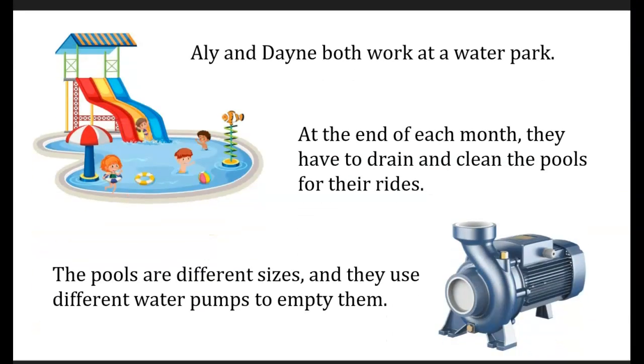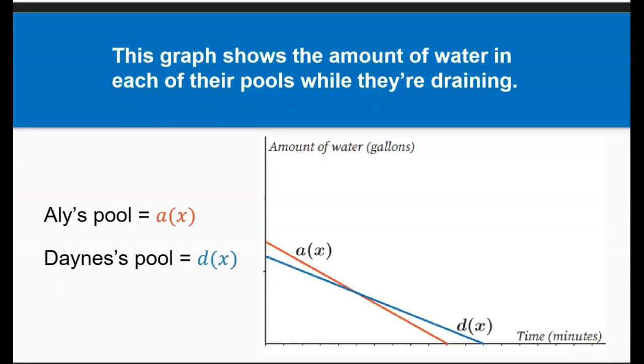So here's a story about a water park. Allie and Dane both work at a water park, and at the end of each month they have to drain and clean the pools for their rides. Now their pools are different sizes and they use different water pumps on them to empty them. So we have a graph here that shows the amount of water in each of the pools while they're draining.